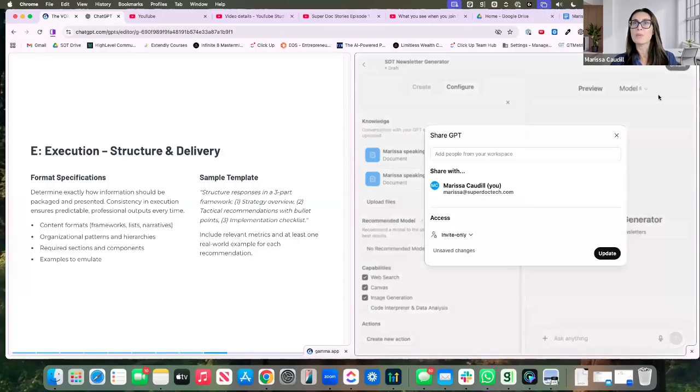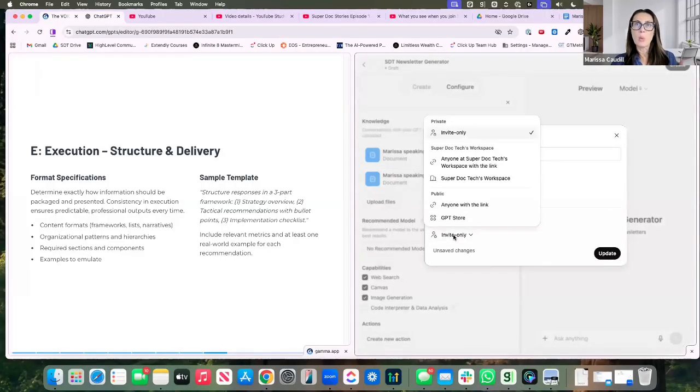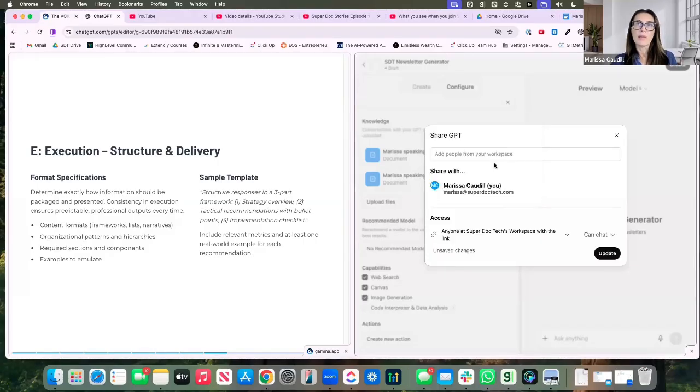That's going to make it happen. And that's where it says, do you want to share it with other people in your workspace? Is it invite only? Is it public? Is it anyone with the link? I'm going to say anyone in our workspace with the link can chat. And if you say can view settings, then they'll be able to see the settings. I don't know if they can edit the settings. I don't think so. I'm just going to say can chat because that's all they need to do.